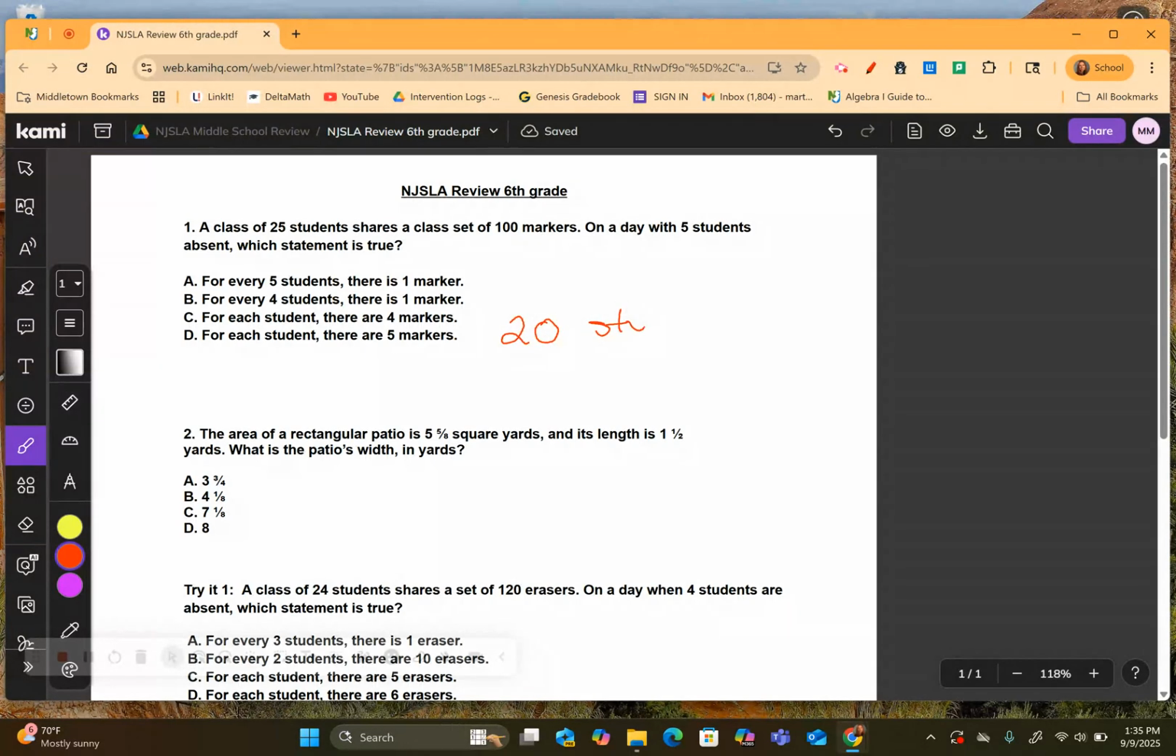Yes, 20 students. Now 20 students are sharing 100 markers. If we want to find out how many markers each student gets, which operation would we use? Multiplication, division, addition, or subtraction? Okay, there are 100 markers. There are 20 students. In order to find out how many markers each student would get, we would divide.